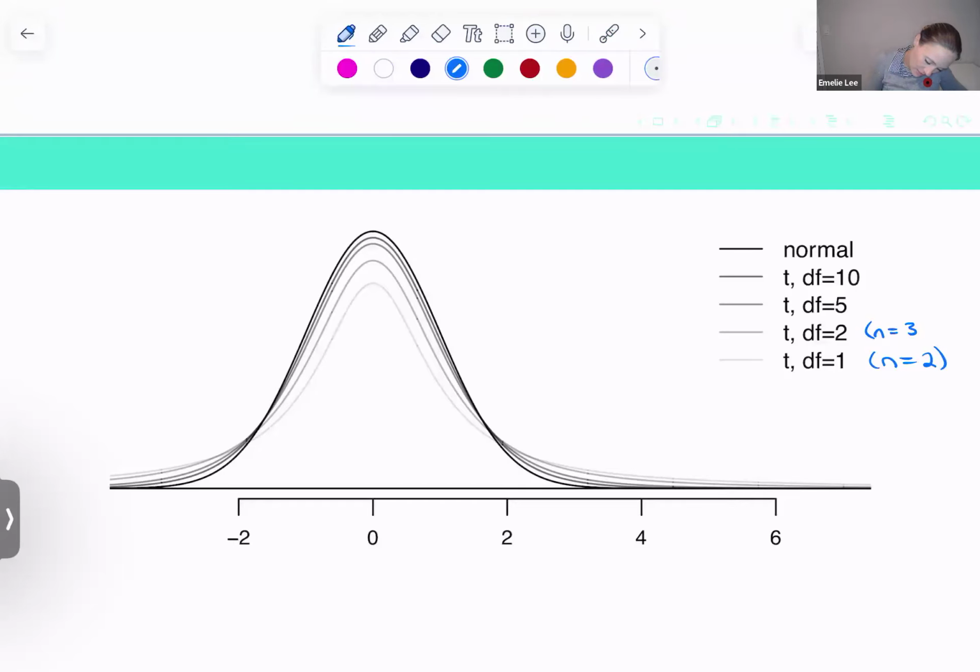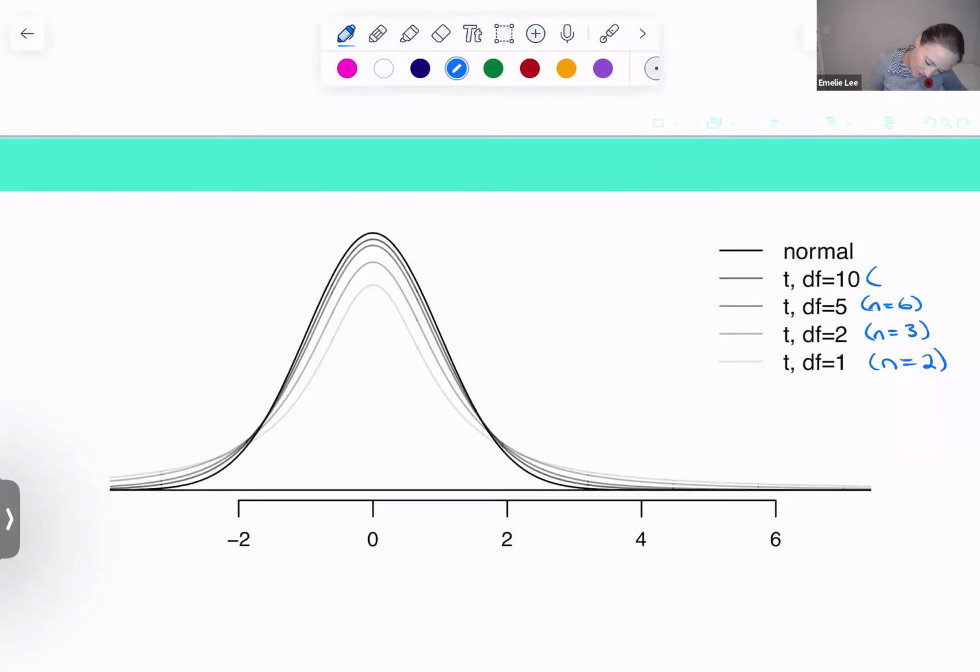If I increase it to a sample size of 3, notice the drastic change, right? Just increasing by 1, right? And I get slightly thinner tails, and then I have n equals 6 here. Okay, that's the next one, right? And so, another big jump, I think, right? And finally at 10 degrees of freedom, which means I have a sample size of only 11. That's very small still. Okay?